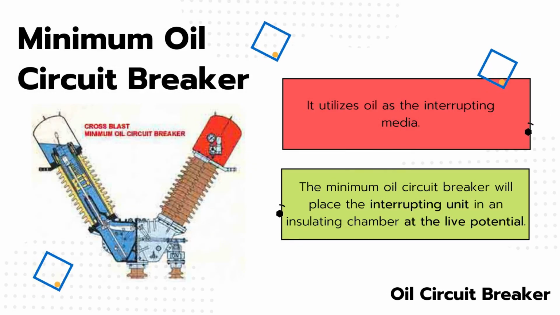Minimum oil circuit breaker. It utilizes oil as the interrupting media. The minimum oil circuit breaker will place the interrupting unit in an insulating chamber at the live potential. But insulating material is available in the interrupting chamber. It requires a lesser amount of oil, so it is called a minimum oil circuit breaker.